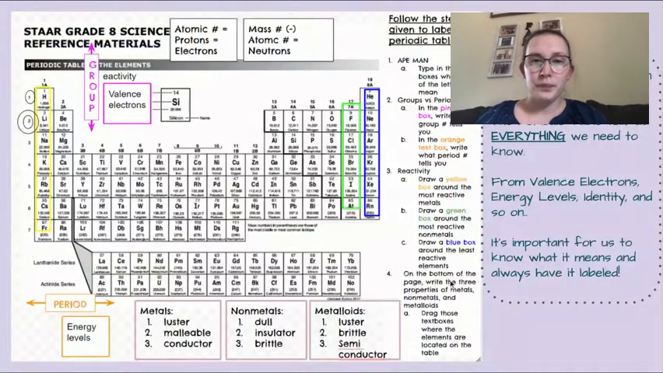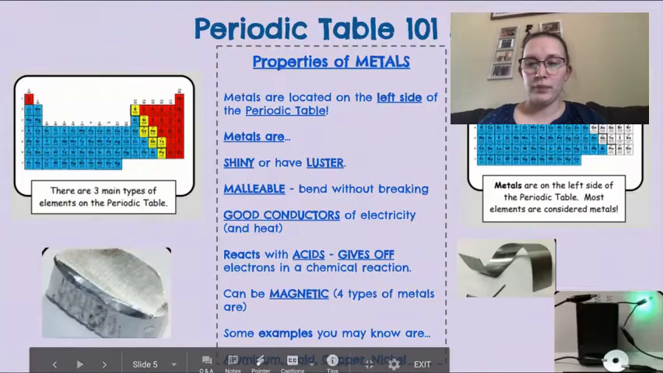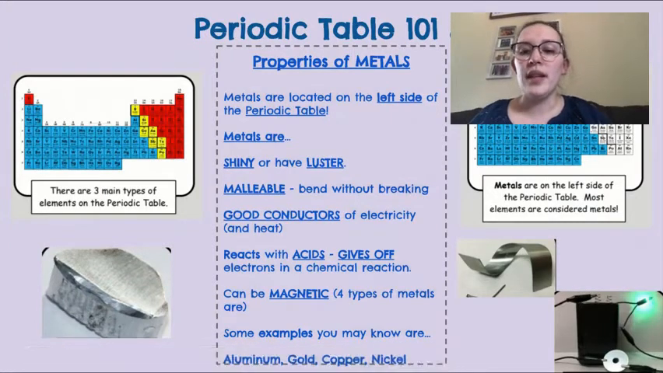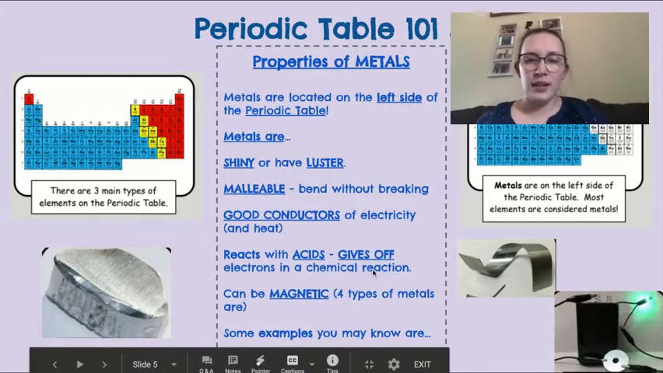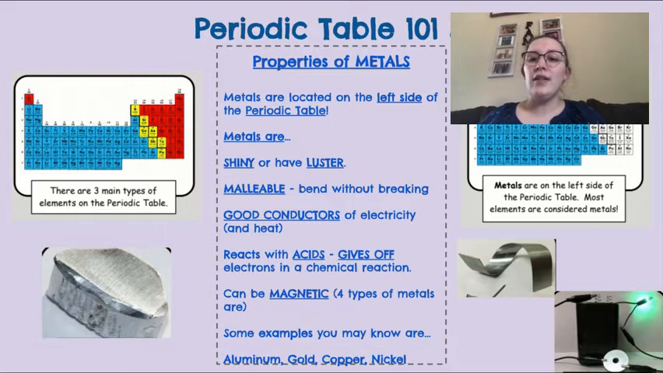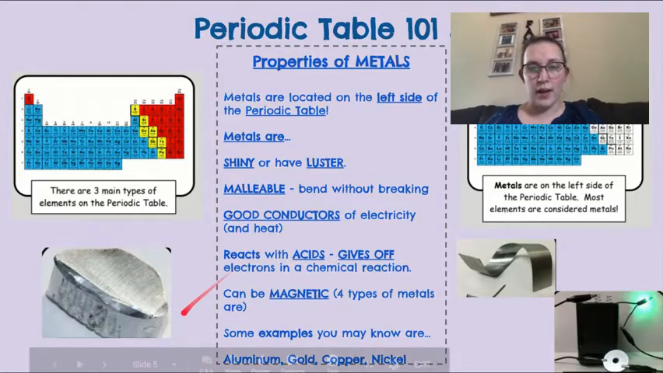So, properties of metals. Metals, they're on the left side of the periodic table. All right, left side of the periodic table. So they are right here, okay? The left side. Notice that hydrogen is on the left, but hydrogen is not a metal, okay? Hydrogen is a nonmetal, all right?